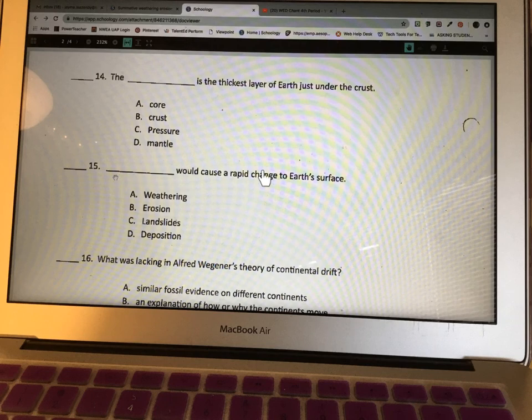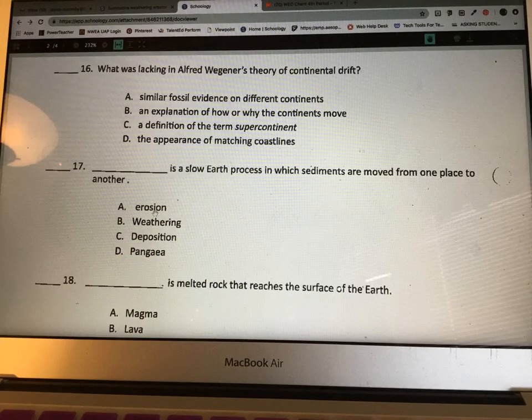Blank would cause a rapid change to Earth's surface. Weathering, erosion, landslides, deposition. What was lacking in Alfred Wegener's theory of continental drift? Similar fossil evidence on different continents, an explanation of how or why the continents move, a definition of the term supercontinent, the appearance of matching coastlines.